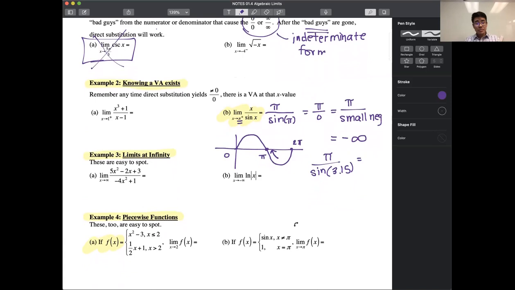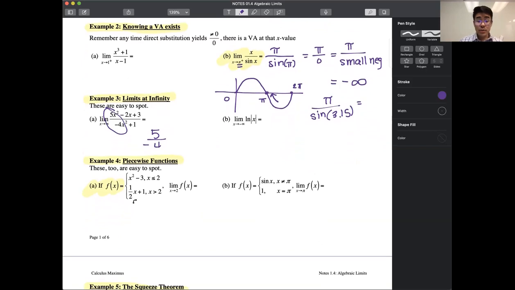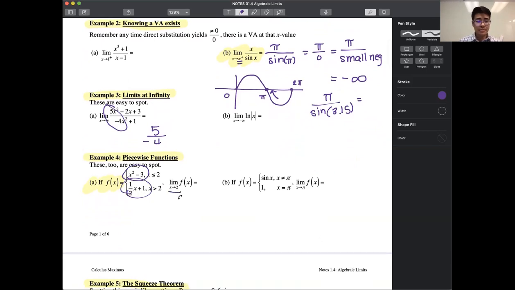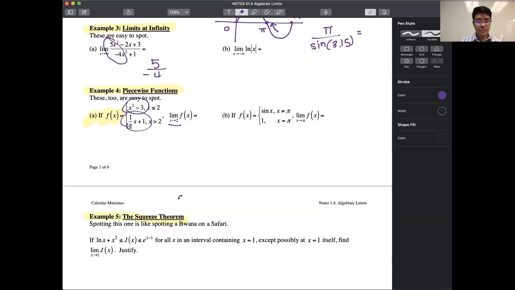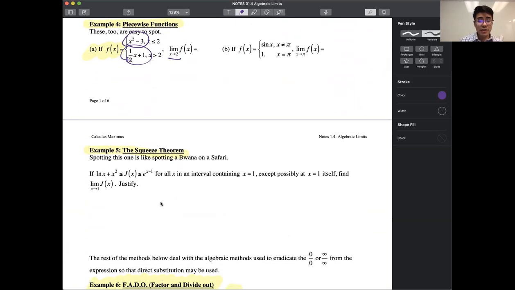Example 3, you could get limits at infinity, so we've kind of gone over those. Usually it's pretty easy with this ratio test, so that one's just -5/4. Piecewise functions, we've already done that, right? So we just make sure that the value of both sides equals the same thing at that limit. Squeeze theorem, we've also gone over.